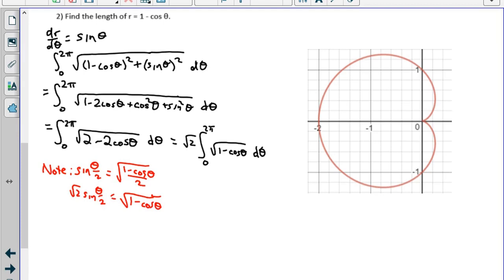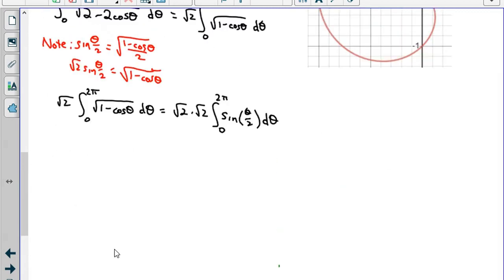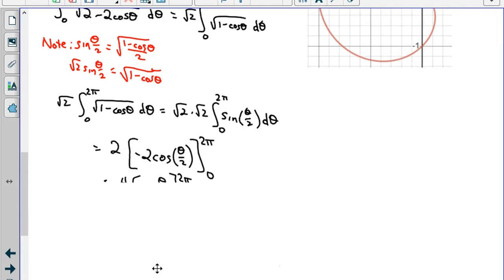So if I multiply both sides by the square root of 2, I get root 2 times sine of theta over 2 equals root 1 minus cosine theta. Then I end up with 2 times negative 2 cosine of theta over 2 after I integrate. Root 2 times root 2 is 2. So that's where that came from.